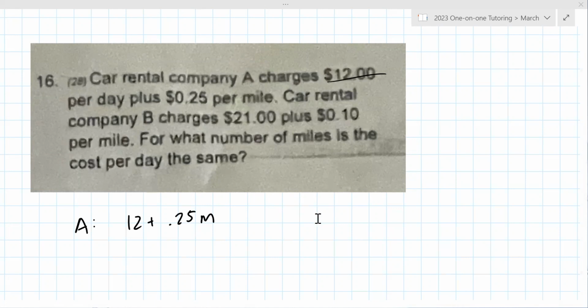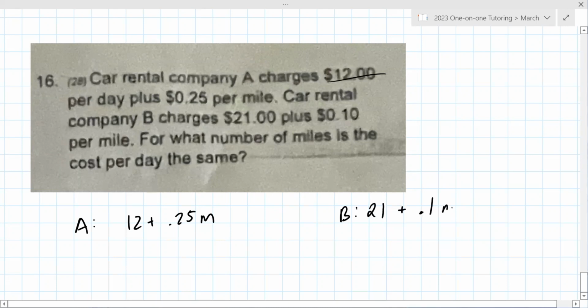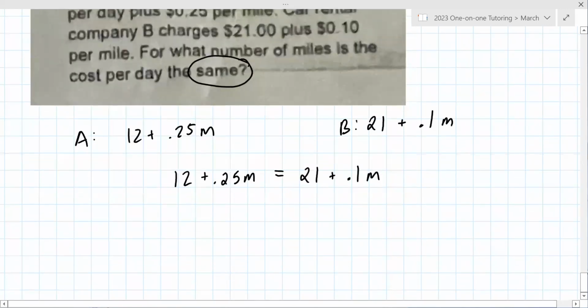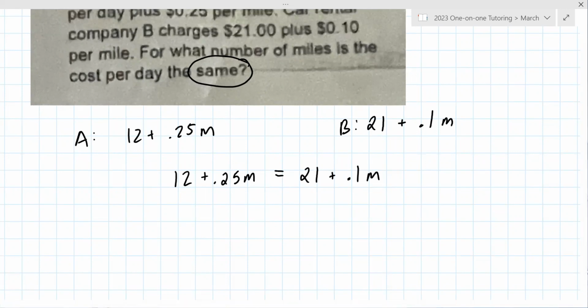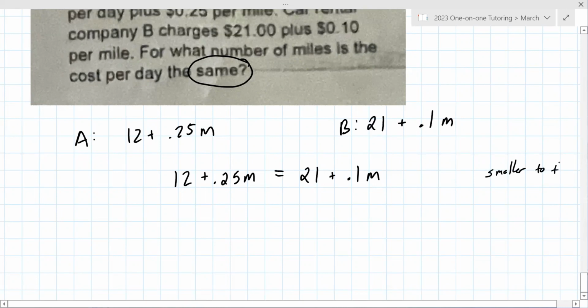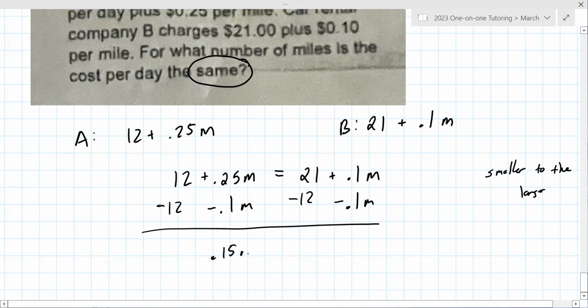Just let me know. B is 21 plus 0.1m, like that. And we want to know where it's the same, so you're setting the equations equal to each other. Okay. So how do you solve an equation like this? Can you remember any reasons that you might move something from one side to the other? Typically you move the smaller to the larger. So in this case, you'll move the 0.1m to the left because it's smaller. And if you're comfortable, I would subtract 12 at the same time. So it's 0.15m equals 9.